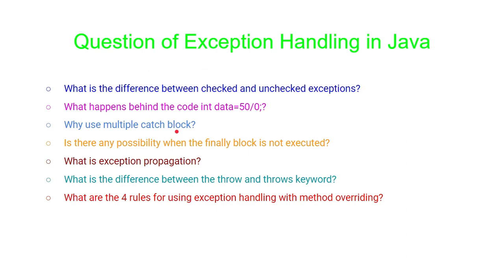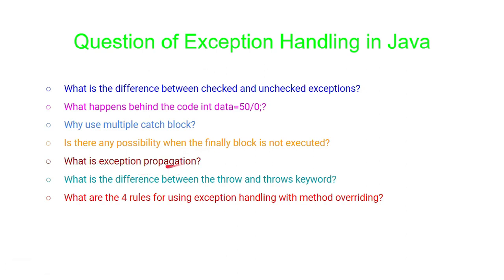Why use multiple catch blocks? Sometimes in the try block we have written some code, and maybe we have a confusion that it may throw two or three exceptions. At that time we can write multiple catch blocks. If one is not handled, then another will handle it. Is there any possibility when the finally block is not executed? No, there is no possibility, because the finally block is always executed in any situation. So the finally block will always be executed.